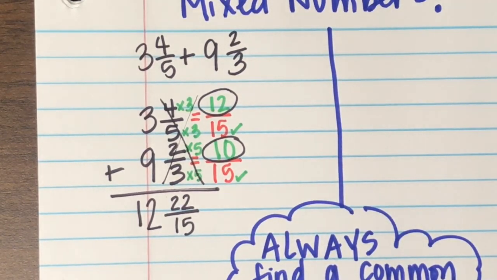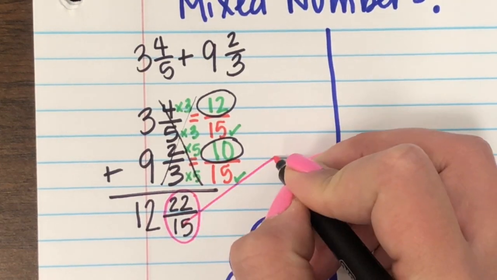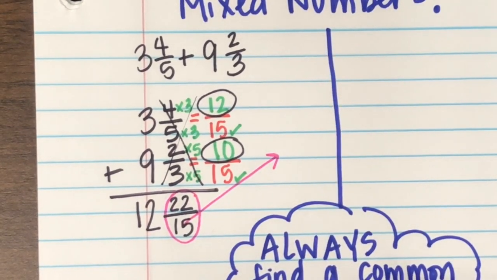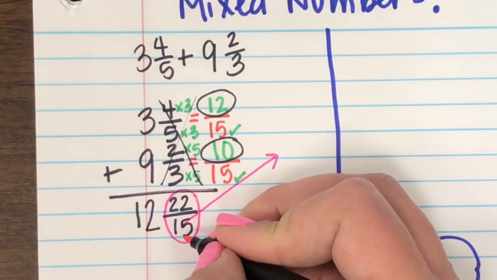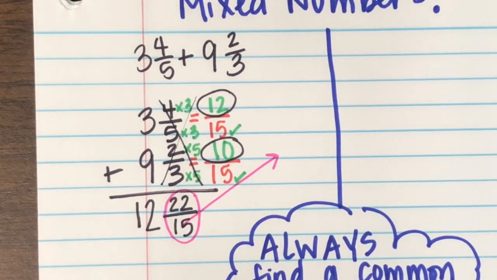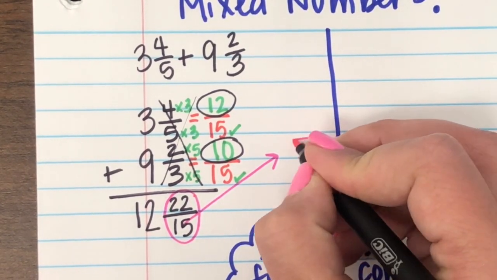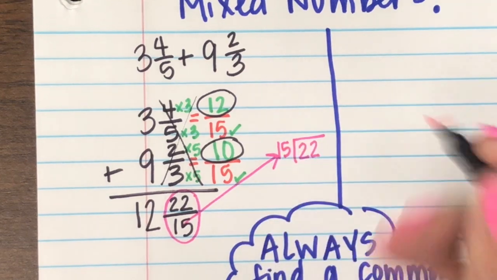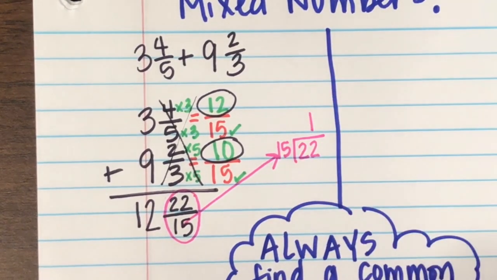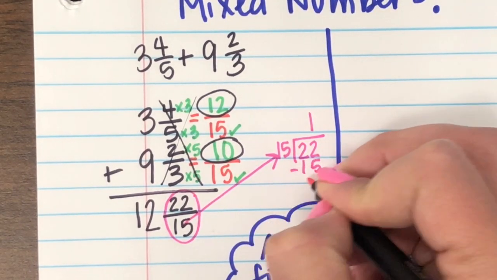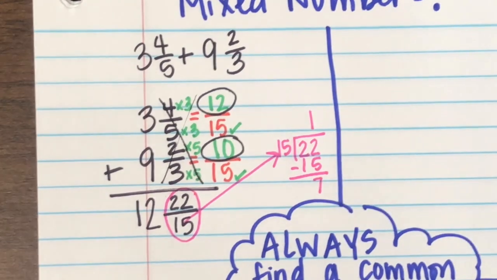So what we need to do is change this improper fraction back into a mixed number. Some of you can do that in your head. Some of you can figure out how many times 15 goes into 22 in your head. But in case you can't, we're going to do some division. Top in, bottom out. 15 goes into 22 one whole time. And 22 minus 15, there's 7 left over.